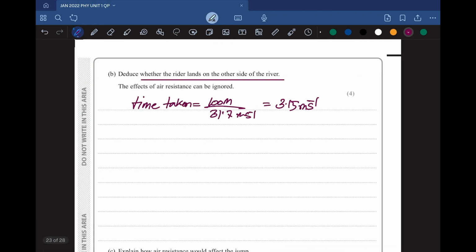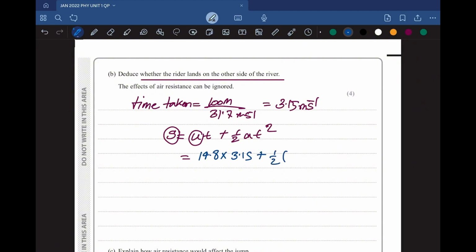Now the next part is to figure out the vertical displacement, and we know s equals ut plus half at squared. Our initial vertical velocity was 14.8, right, into t, which is 3.15, plus half into acceleration. We know in projectile motion the acceleration is negative, so minus 9.81 into t squared, and t squared is going to be 3.15 squared. Using this, our displacement will be minus 2.1 meter.